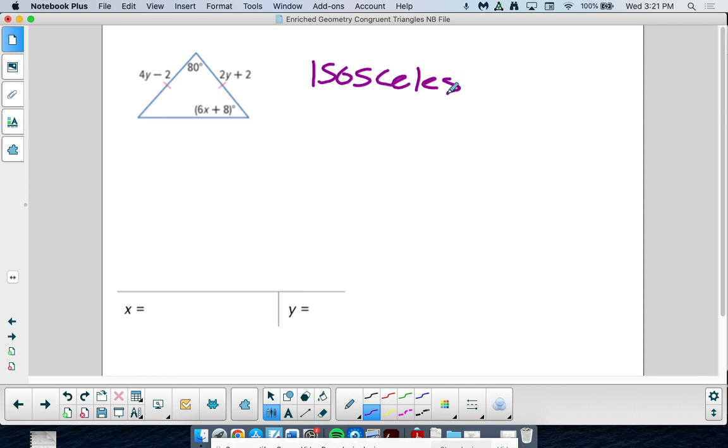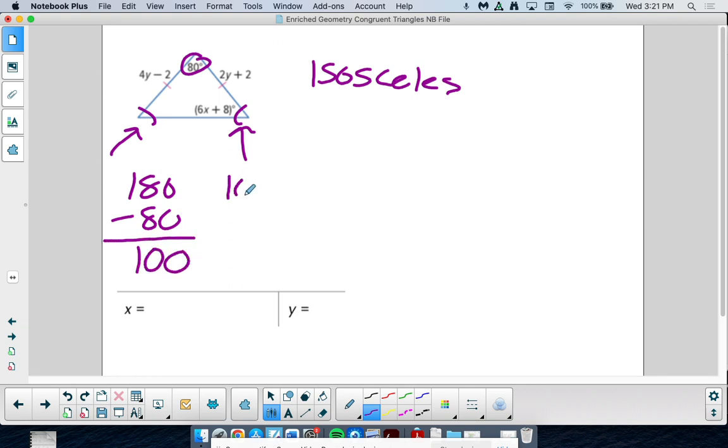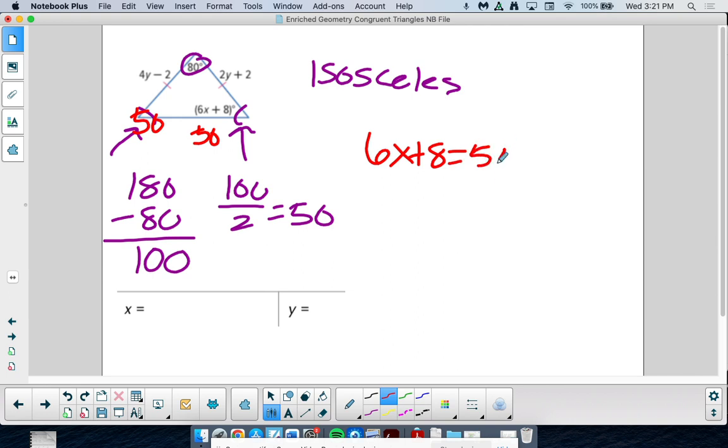Should we find x first? So if I know my vertex angle up here is 80, how can I figure out what my base angles have to be? Well, I know they have to be equal, right? So if I have 180 degrees and I take 80 away, I'm left with 100. And I have to divide that equally between the 2 that I have left, which is 50. So now I know that this is 50 and so is this guy. So to find x, we can set 6x plus 8 equal to 50. So we'll have 6x equals 42, x equals 7.